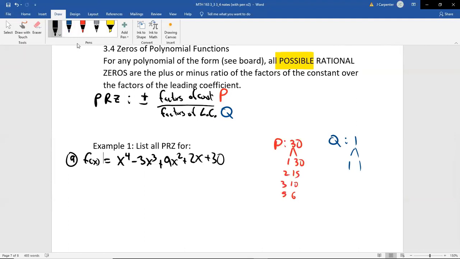This is the entirety of the work. This is all it is. Don't overthink it. So our possible rational zeros are plus or minus. Each of these will represent 2 numbers, a positive version and a negative version. So plus or minus all the factors of the constant, which are 1, 2, 3, 5, 6, 10, 15, and 30. I do like to go in ascending order. 1, 2, 3, 5, 6, 10, 15, 30, over all the different factors of the leading coefficient. The only factor of the leading coefficient is 1. And if you need to see that in color, I should have done the top in red.